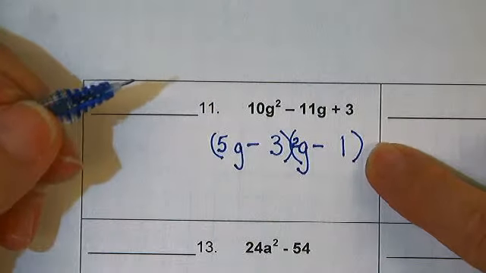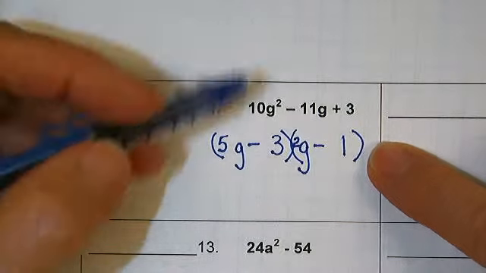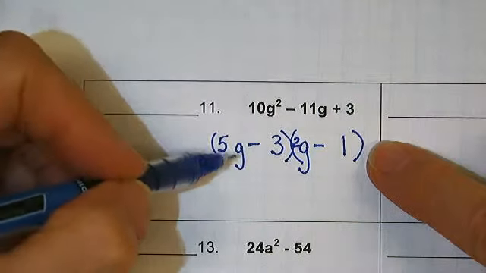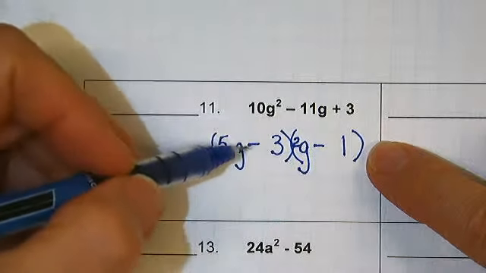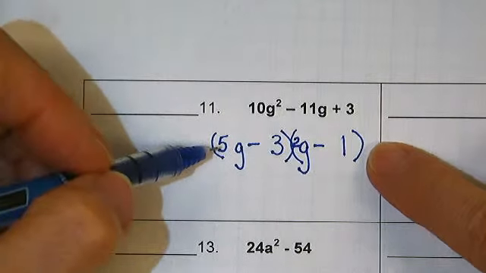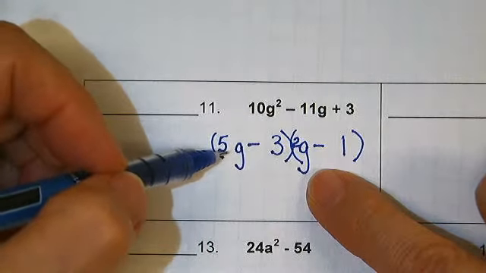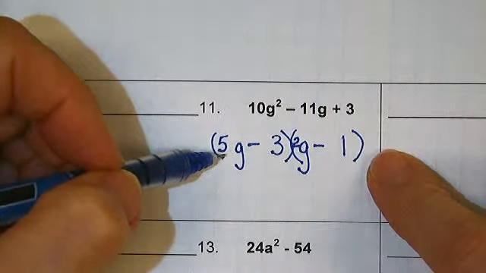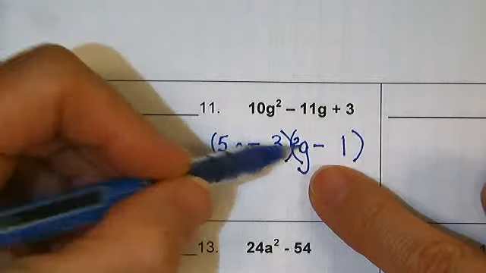Did you see what I did there? I squished it up a little bit. I knew I had to have a g and a g. I knew I had to have a 3 and a 1. I knew I had to have negative and negative. Well, I tried 10 and 1, but that did not work. So then I tried 5. 5g and 2g, that happened to work.